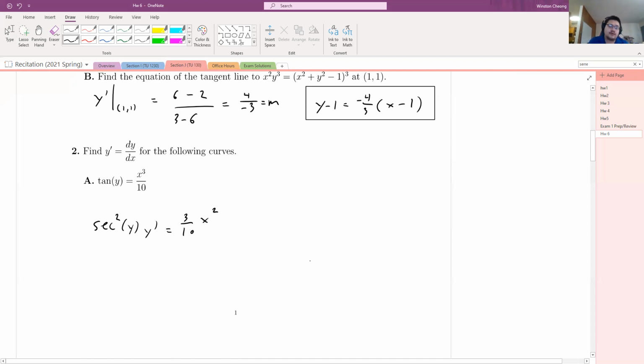Okay. And then lastly, we need to solve for y prime to answer our problem. Well, here solving is pretty easy. We just need to divide that secant squared over. But I will ask this. So who knows what I get? What do I get when I divide secant squared over? In other words, what is that?